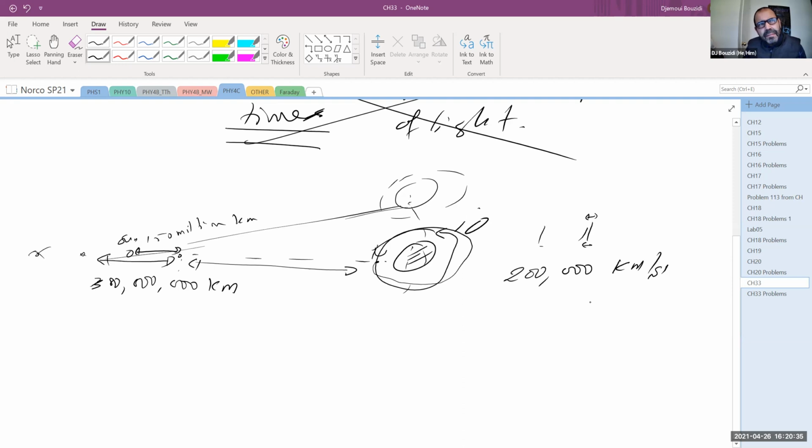So for the first time, using astronomy, we had a closer number, which was close enough. The actual number today is 299,970-something kilometers per second. Practically, we use 300,000.